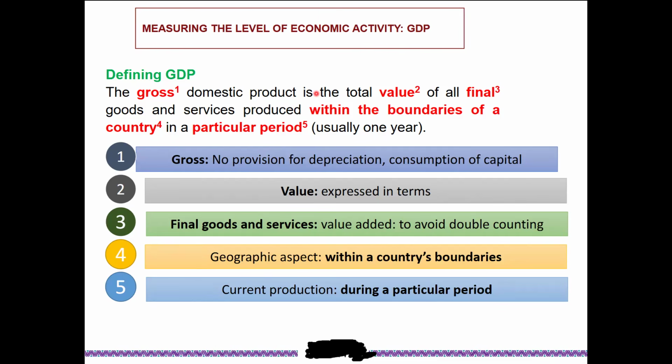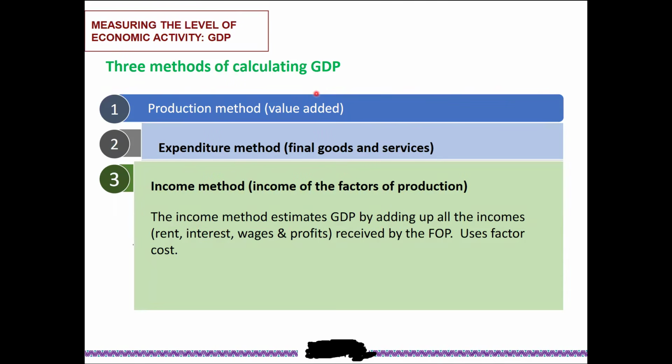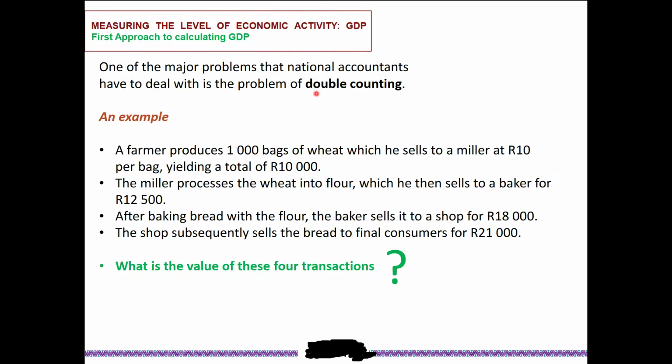And then the geographical aspect: within a country's boundaries. So within the boundary of the country, current production, during a particular period. That's just what I explained. The three methods of calculating GDP are the production method, which is the value added method, the expenditure method, and also the income method.